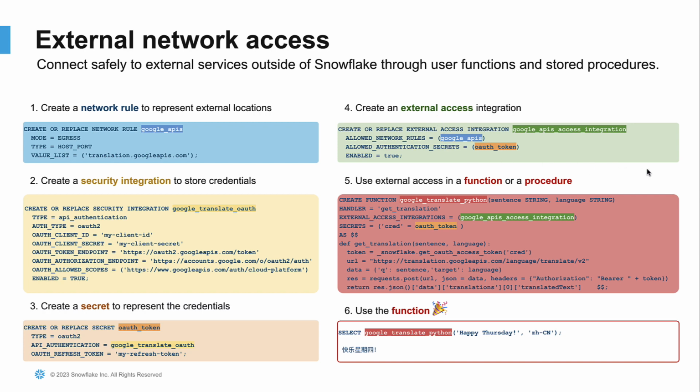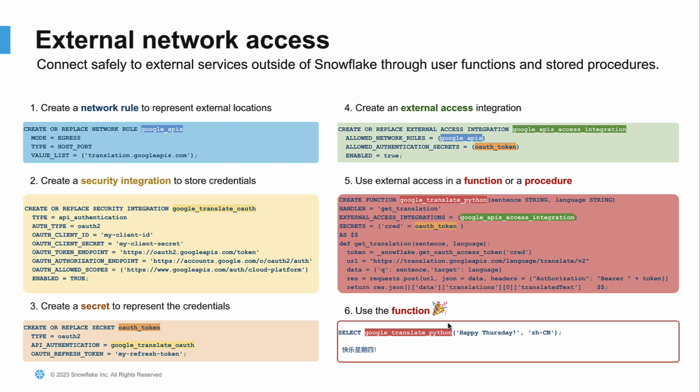The external access integration represents the network rules as well as the secrets, and it is called when you create a function or a procedure, in this case Google Translate Python, which will take as input a sentence and a language. Then, based on the external access integration and the credentials that we defined before, this function will send a request to the Google API for translation and a target language.